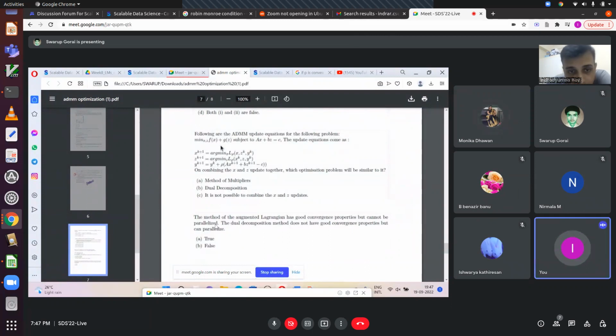So, okay, let's read the sentence again. The method of augmented Lagrangian. What is the method of augmented Lagrangian? That equation form. So dual ascent, right? Yeah. So in dual ascent, you are augmenting with the Lagrangian. Or is it the rho term? Which one do you think? The Lagrangian is the rho term. Okay, good. So the method of the augmented Lagrangian has good convergence properties, but cannot be parallelized.